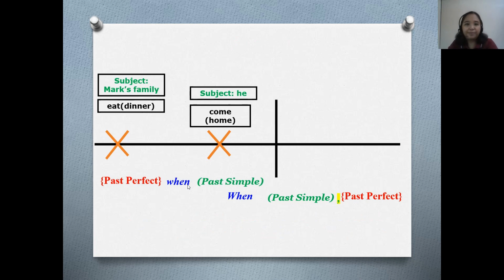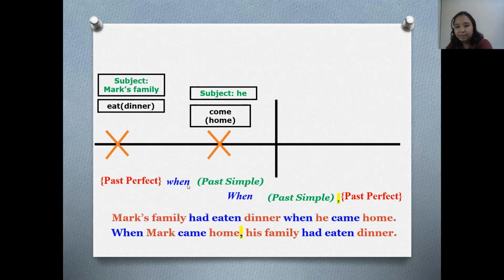Let's have another one. This time, we have two subjects, Mark's family and he. The first action is eat. The second action is come. Make use of the conjunction when. The correct answer is Mark's family had eaten dinner when he came home, or when Mark came home, his family had eaten dinner.